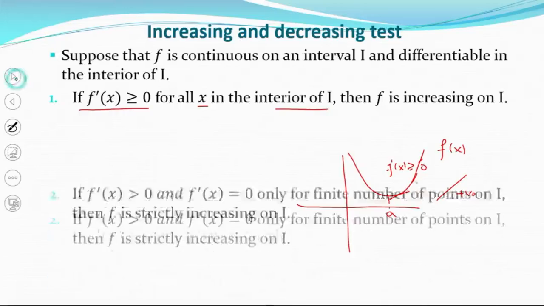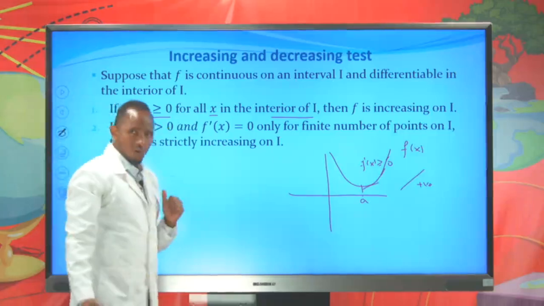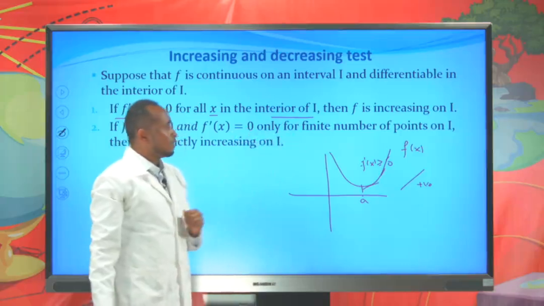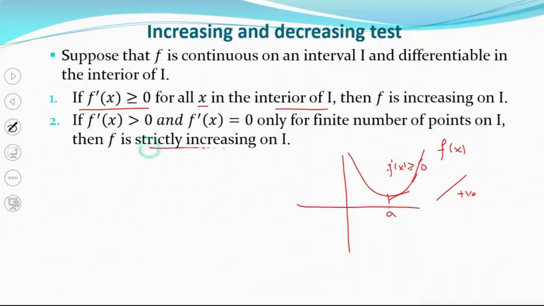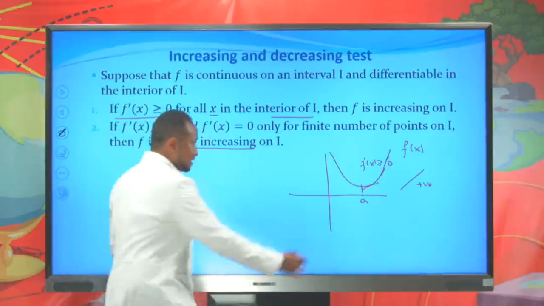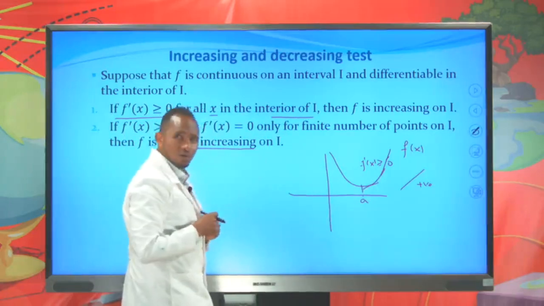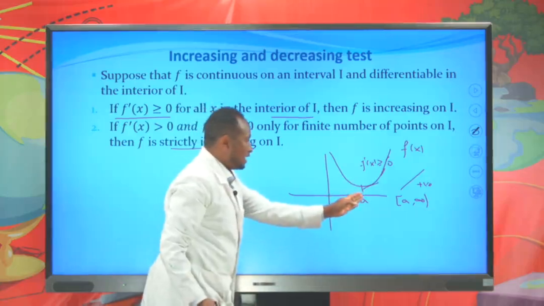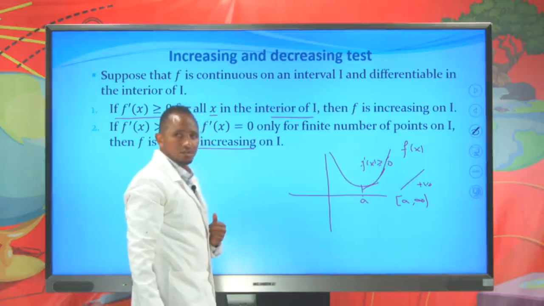And if f derivative of x is greater than 0 and the derivative is 0 only for a finite number of points on I, then f is strictly increasing in this case. Look, the derivative of this function at a, at a finite number, at a, is 0. So this function is strictly increasing from a to infinity, because the derivative is 0 at the finite number a, and for the other part it is greater than 0. Therefore this function is strictly increasing on this interval.